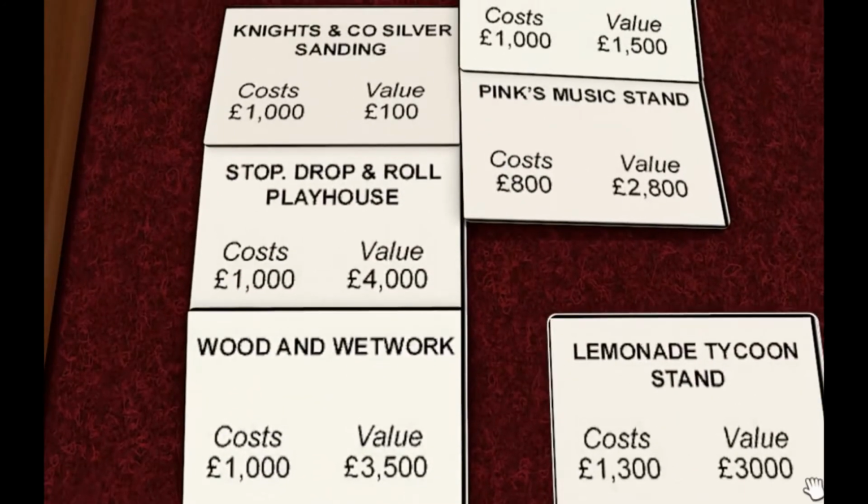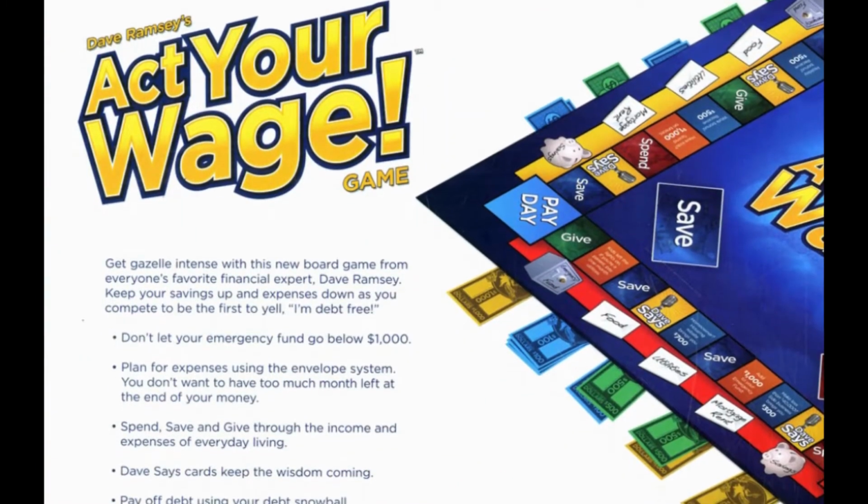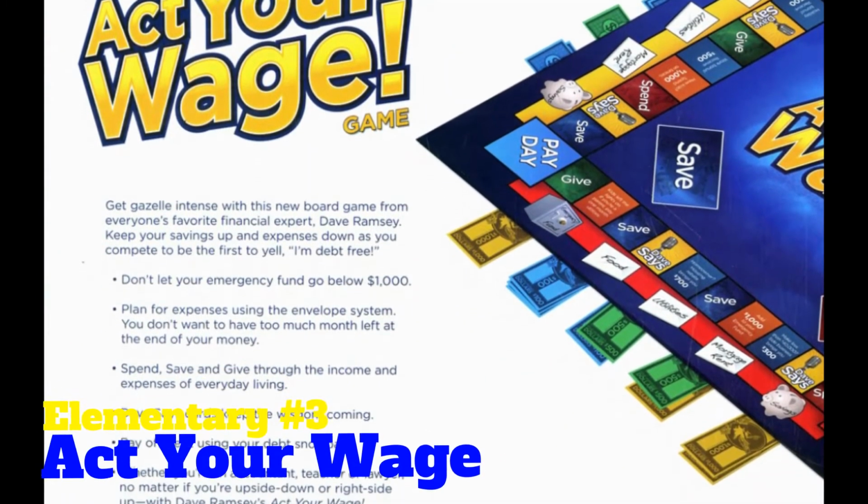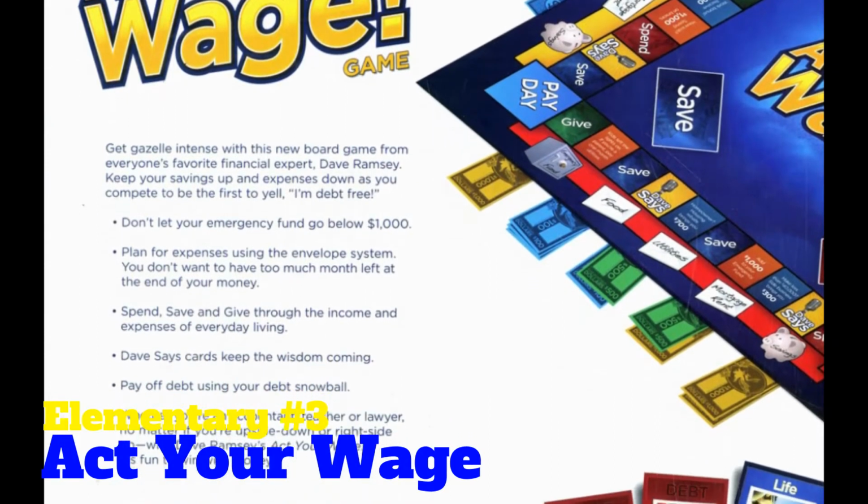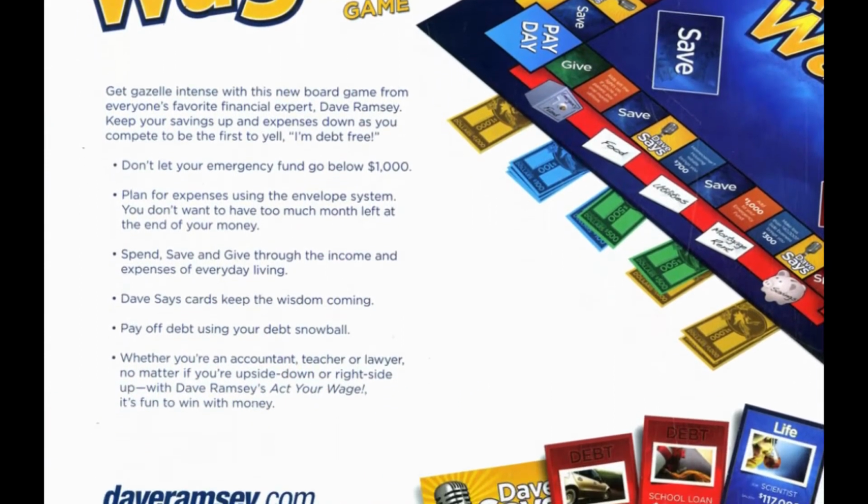Absolutely. So let's move on to number 3 now. This is one, it's very punny. It's called Act Your Wage. Oh, wah, wah. Terrible. It's a very family-friendly game.